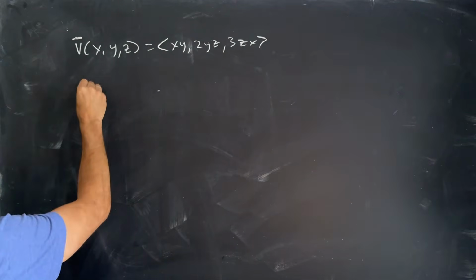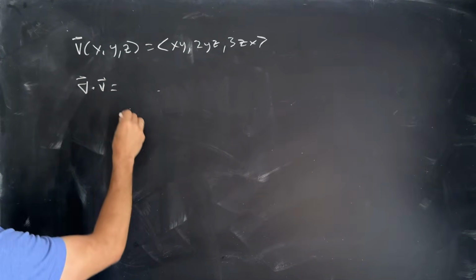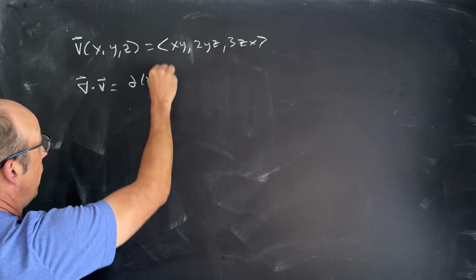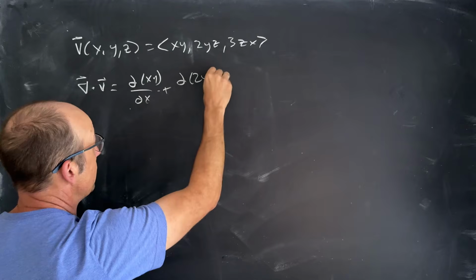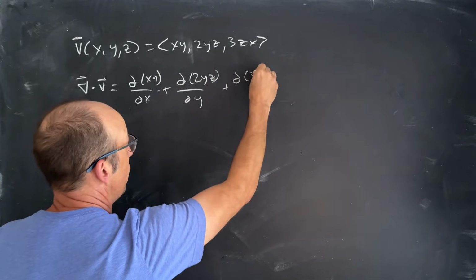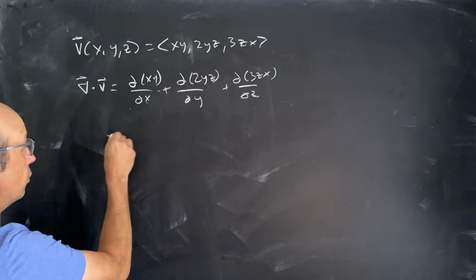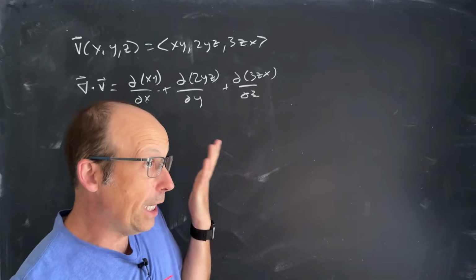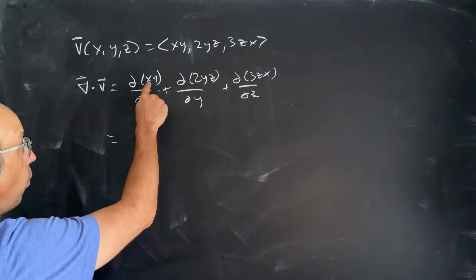Let's take the divergence. So the divergence, del dot v, is going to be equal to, I'll write it out, the partial of xy with respect to x plus the partial of 2yz with respect to y plus the partial of 3zx with respect to z. Let's do those partial derivatives. Remember, when we take a partial derivative, we keep the stuff that's not x constant for the partial derivative with respect to x. So that y is just a constant.